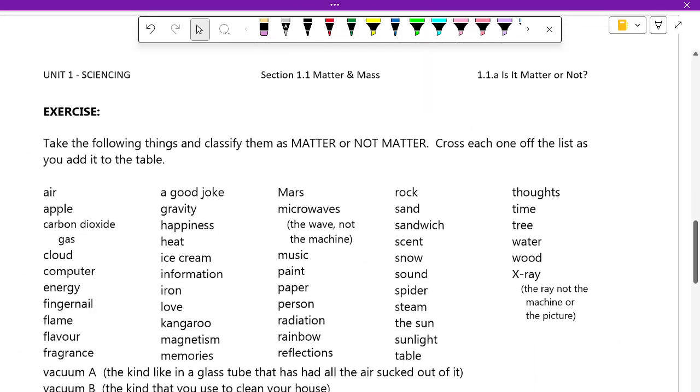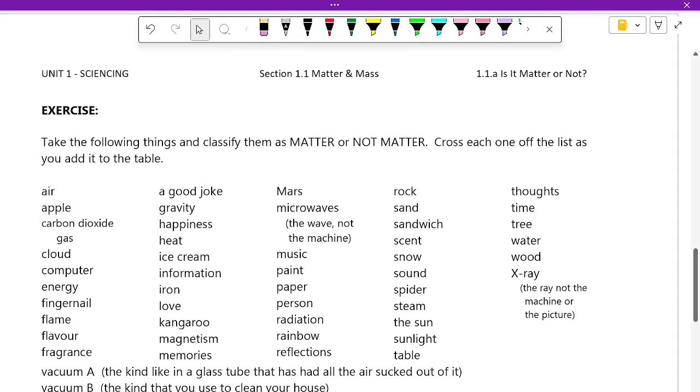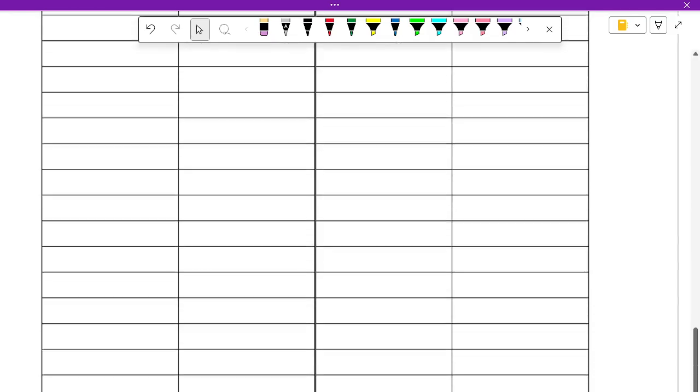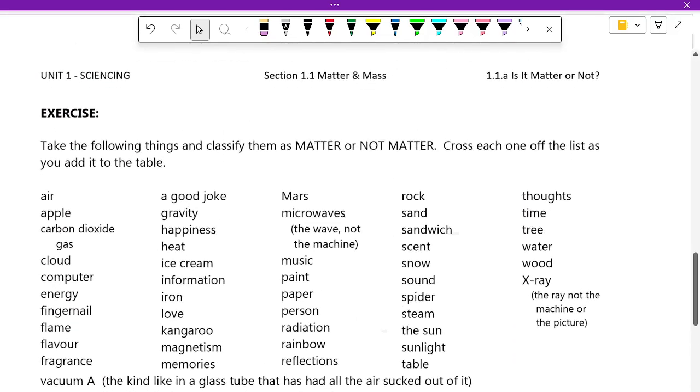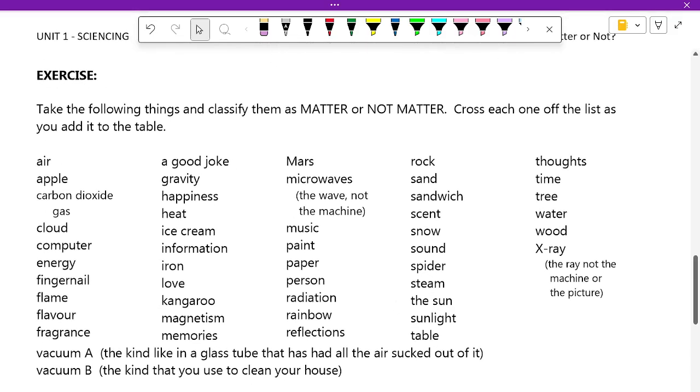Okay, so you have a little exercise now, and this is for homework if you don't finish it, but if you do finish it, then you're just done. This is on page 13. You're going to take all of these words and either put them into the matter column or the not matter column. If you finish it before the end of class today, you have no homework. If you don't finish it, you have just a little tiny bit of homework. It's not very long. We'll talk about these next day to see if there were any that were confusing. So this is page 13.